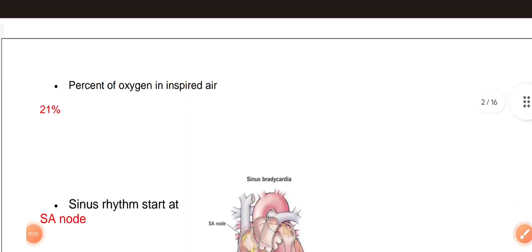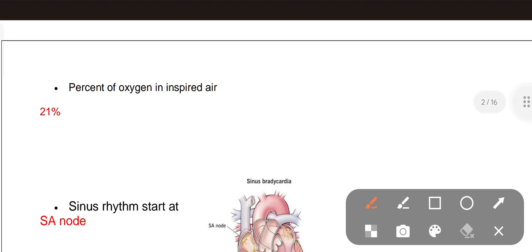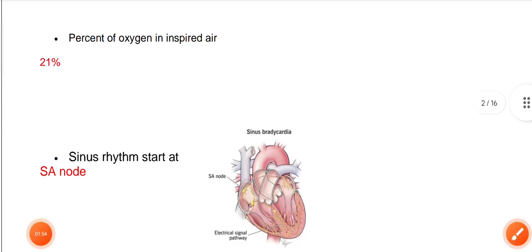And the next point is percentage of oxygen in inspired air. Inspired air is nothing but air from the environment. So when we inhale the air from the environment, we get 21% of oxygen. So 21% of oxygen is present in the environment, that we inhale into the lungs.